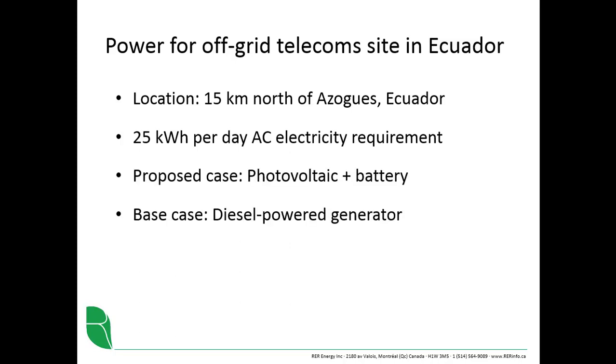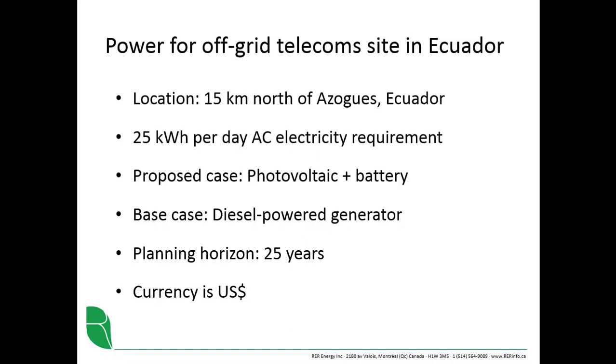The proposed case is going to be a photovoltaic plus battery system, just like we saw in the previous example for the home in Wyoming, and the base case is also going to be the same. It's going to be a diesel-powered generator. The planning horizon is 25 years. That is to say, the organization says we're going to need power at this site for 25 years, so provide us a solution for 25 years, and we're not concerned with what happens after 25 years, even if the equipment could last longer. And the currency is going to be US dollars because that is actually the currency in Ecuador.